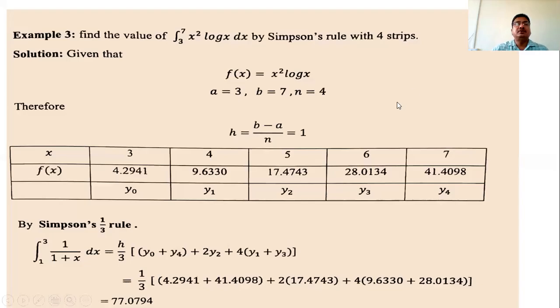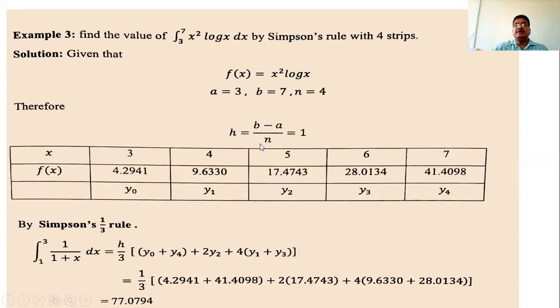Next example on Simpson's rule. The example is: find the value of the integration from 3 to 7 of x square log x dx by Simpson's rule with 4 strips or 4 sub-intervals. That is, we have to divide this interval 3 to 7 into 4 sub-intervals, each of length h. What is h?